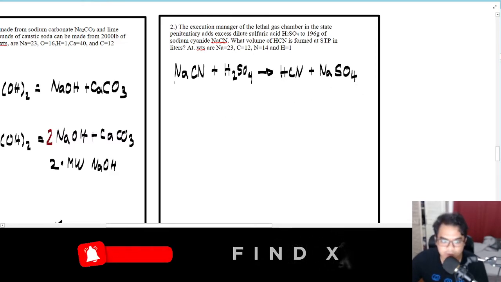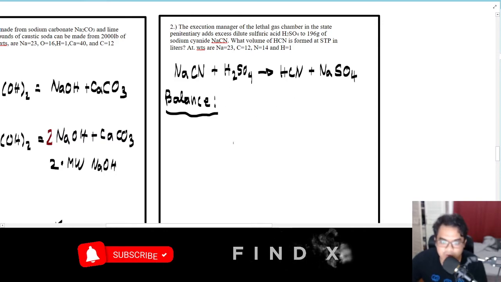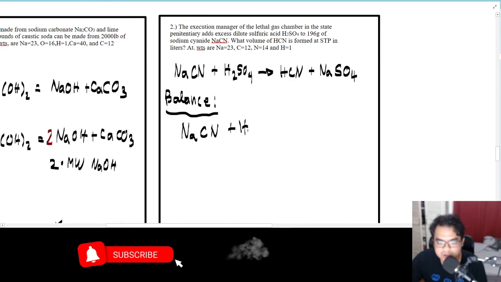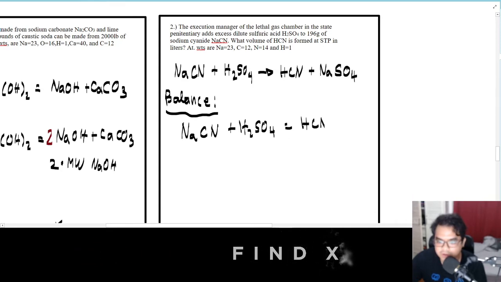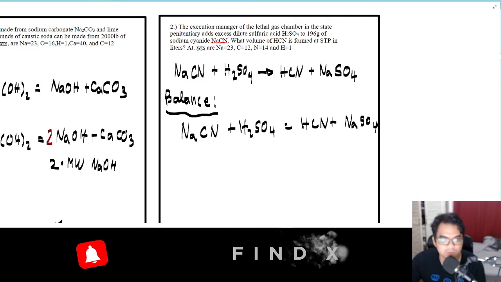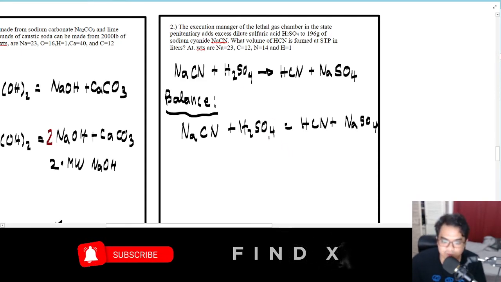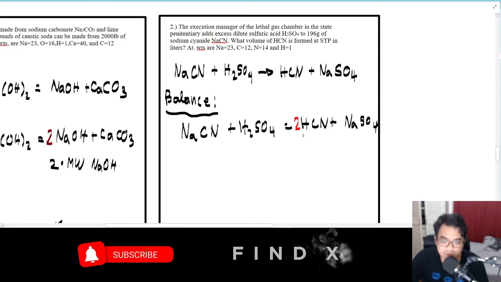Okay, and then we have to balance this one because, as you can see, this is not yet balanced because of the number of hydrogen. So NaCN plus H2SO4 equals HCN plus NaSO4. Balancing this one, you first balance the hydrogen. On the left side we have 2 hydrogen, and we only have 1 hydrogen here, so let's make it 2 here. So now we have 2 hydrogen, so the hydrogen is already balanced.